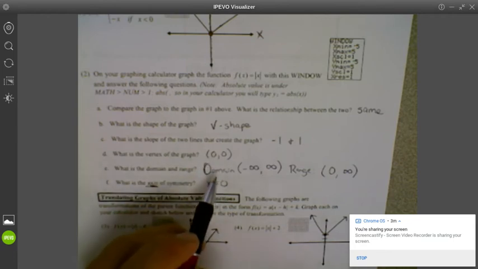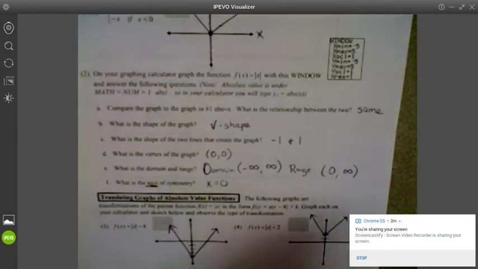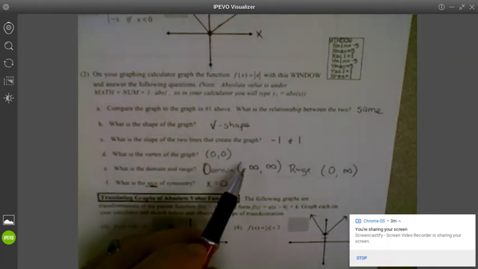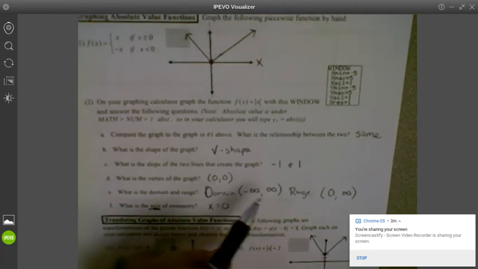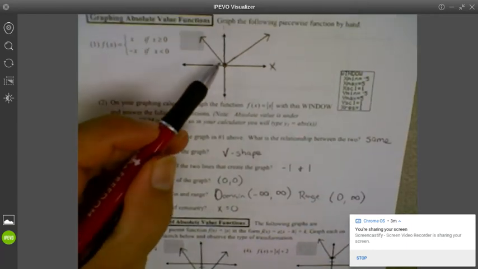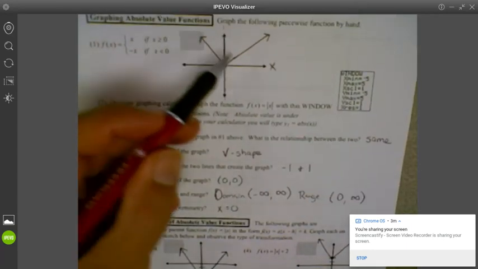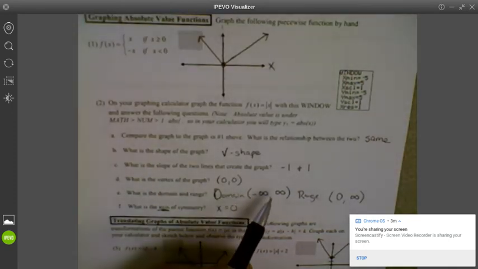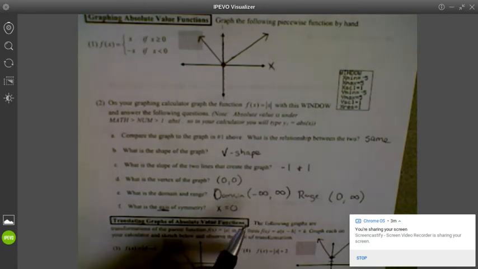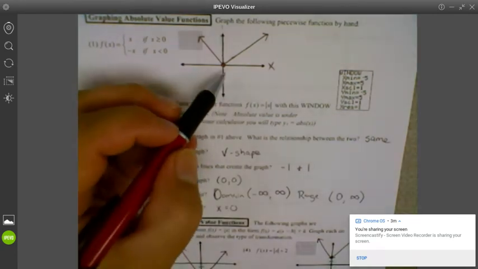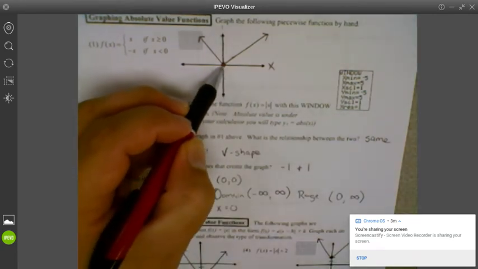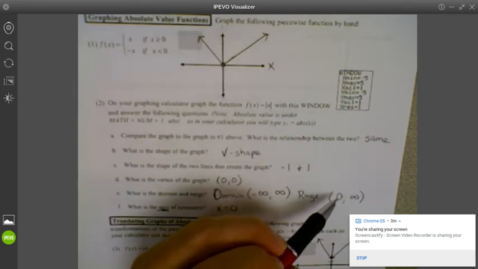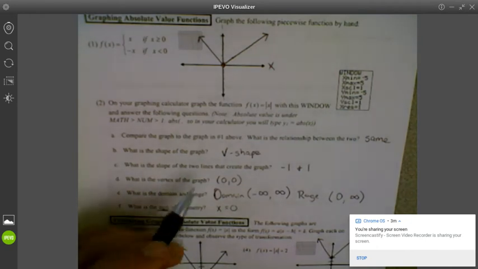What is the domain and range? The domain is all the way to the left and all the way to the right. If you look at the domain of an absolute value graph, it's going to continue all the way to the left and all the way to the right. So that means it goes from negative infinity to positive infinity. And then the range is going to stop here at 0. It doesn't go any lower, and it goes up to positive infinity. So our range is from 0 to positive infinity.